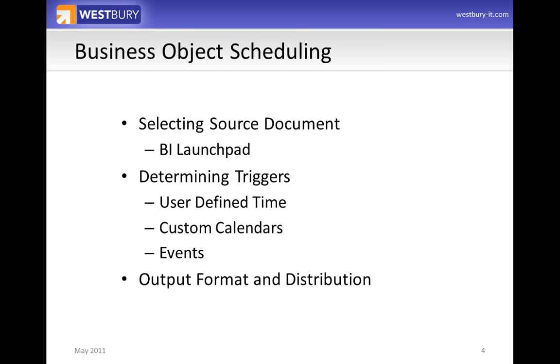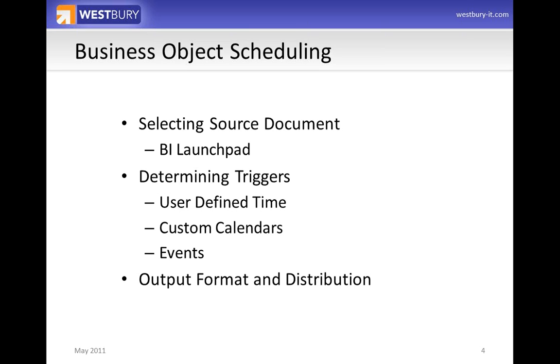You can set up triggers based on events. Events could be a file that appears in a shared folder in a local directory, which will trigger a report to execute. So we'll go over those. And finally, output format and distribution. So what type of formats are available for output when scheduling in Business Objects, and how do you distribute them?